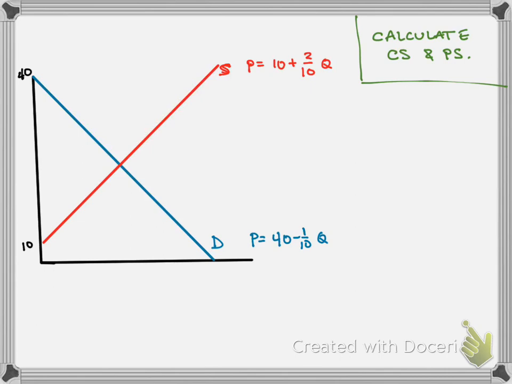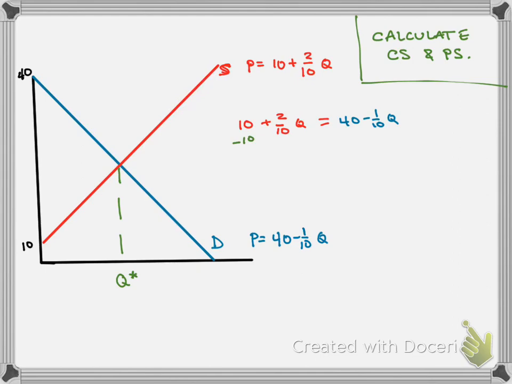So the question is, how do we find our quantity supplied, quantity demanded? Well, what we'd want to do is set our supply equation equal to our demand. So we do 10 plus 2/10 Q is equal to 40 minus 1/10 Q. And this will give us the Q right there. So let's solve that.